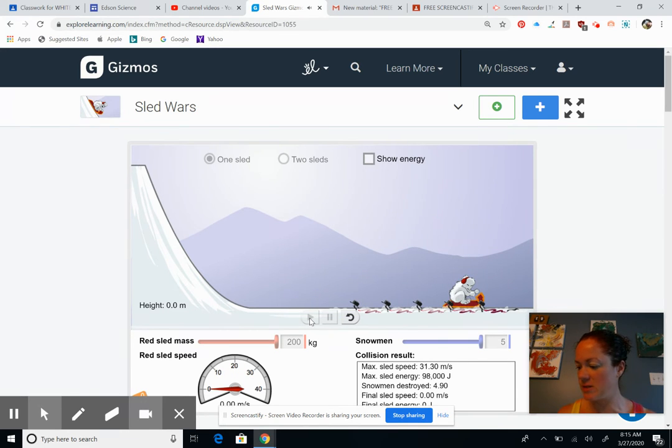Why do you think this is so? So we spoke about how momentum increases as the velocity increases or as the mass increases. All right, next page.